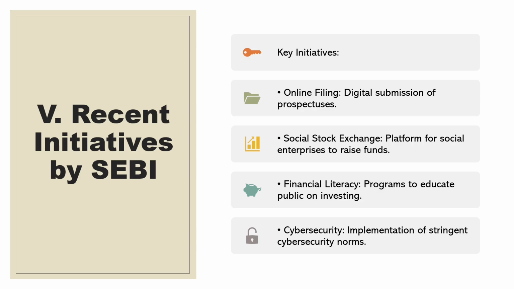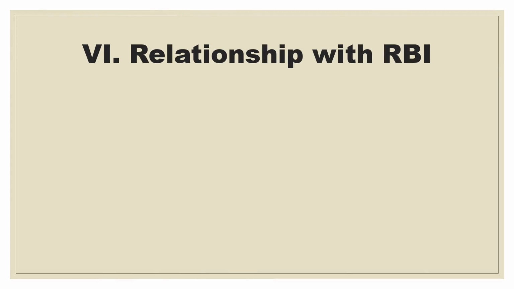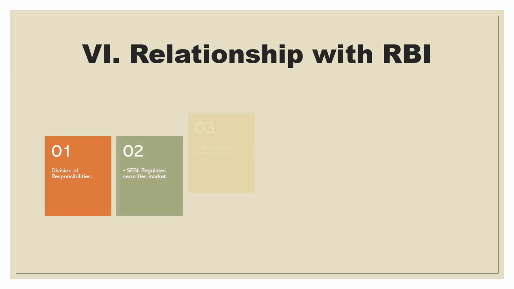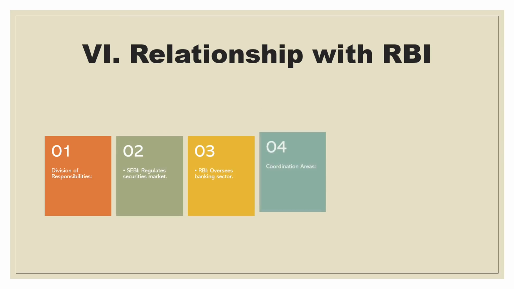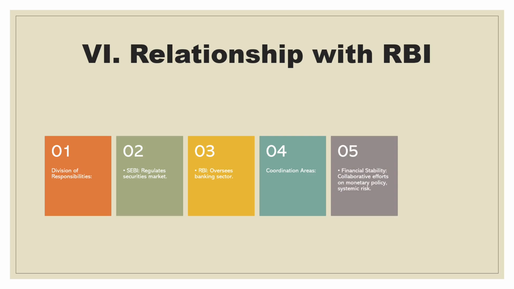SEBI and the Reserve Bank of India share a symbiotic relationship in maintaining financial stability and regulating the financial markets. While SEBI regulates the securities market, RBI oversees the banking sector. This division of responsibilities ensures a focused and effective regulatory framework for each sector. SEBI and RBI collaborate on various aspects to ensure financial stability. For example, they work together on issues related to monetary policy transmission, regulation of non-banking financial companies, and systemic risk management. Both institutions also coordinate on investor protection measures and financial literacy initiatives.